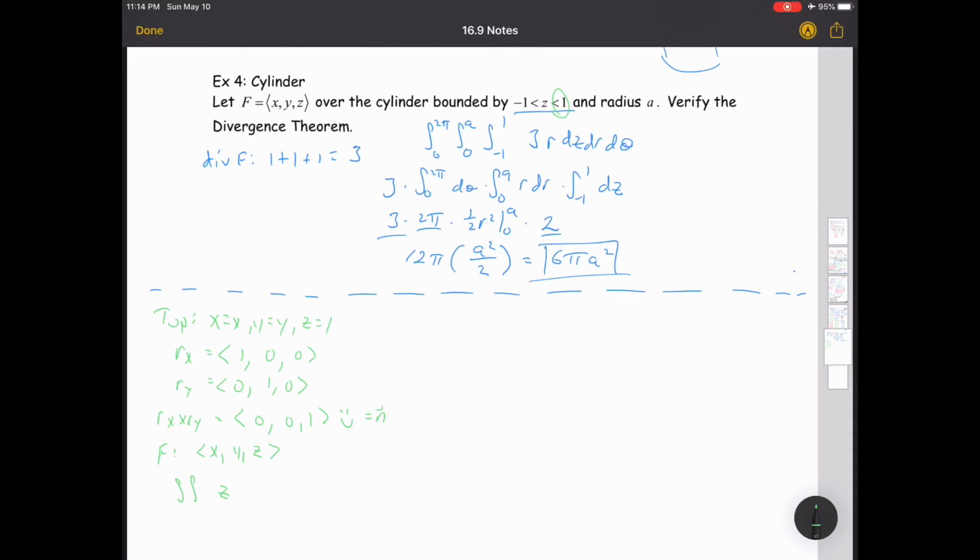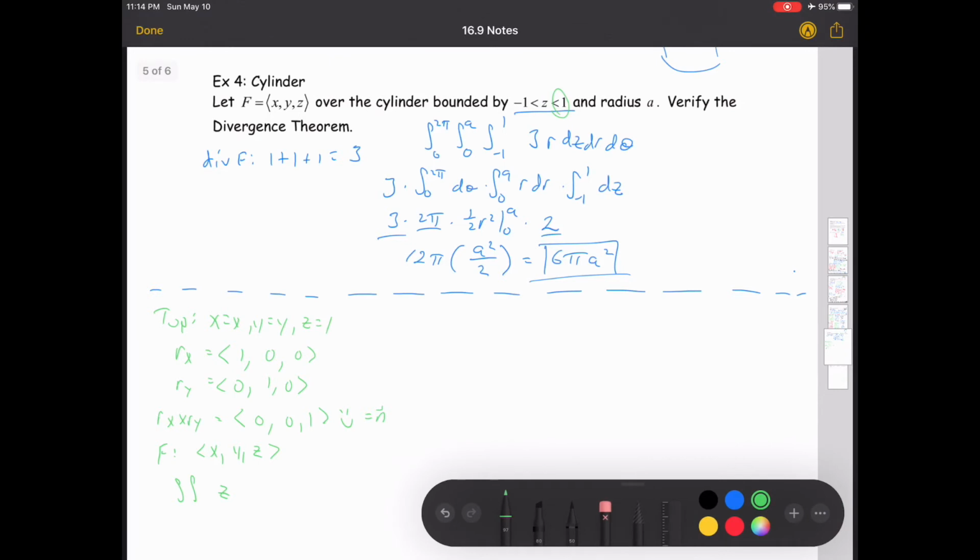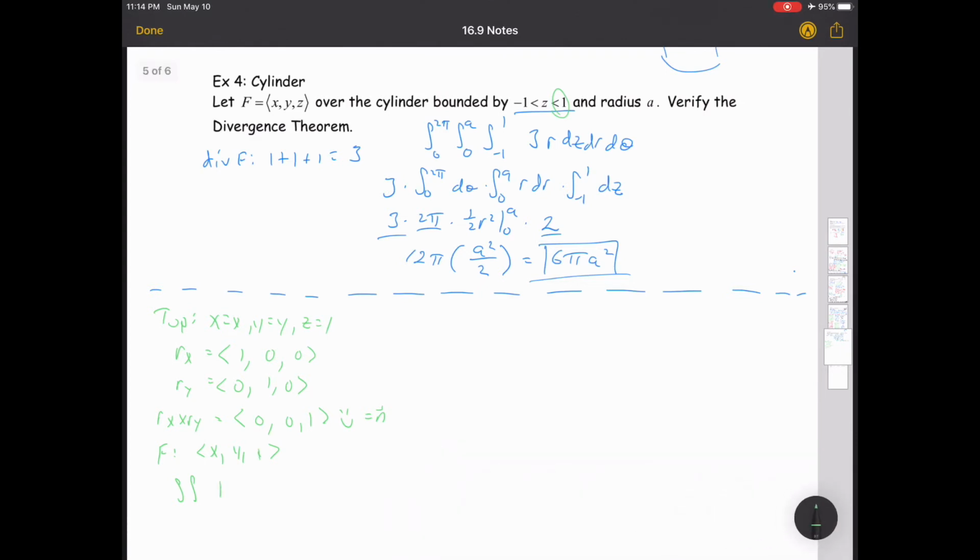Did I do that right? Oh, well, that's true. Yes, I did do that right, but z is 1. So I probably should have just put a 1 in there. Let me go ahead and fix that. That's a 1, because that's the value of z in this case. So we're going to get 1 dA.